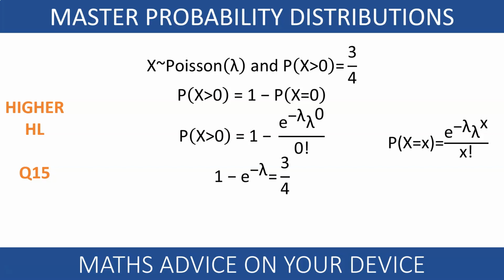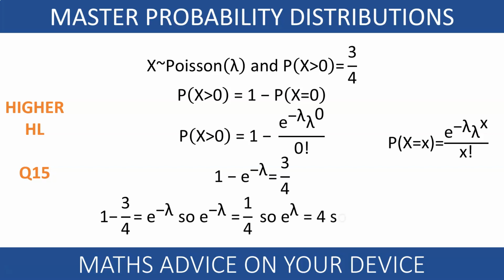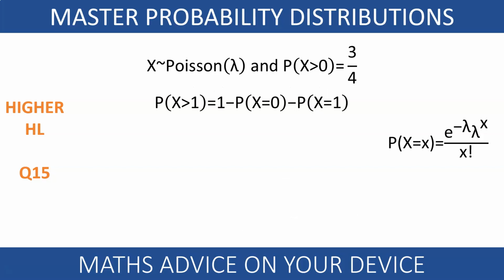To solve the equation, we swap terms, simplify 1 minus 3/4 to 1/4, and take natural logarithms. The mean is ln of 4. The chance of taking a value bigger than 1 can be calculated using the previous answer. All we have to do is minus the chance of the variable taking a value of 1.